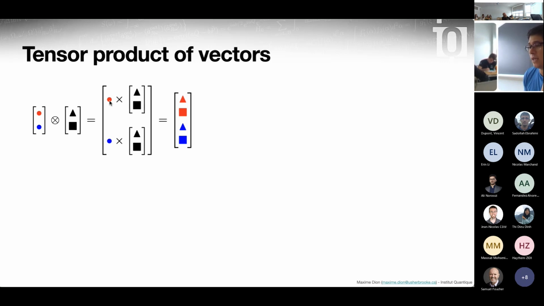And how do you do multiplication of a number and a vector? You do it element-wise. So we represent that here by coloring. On the first coordinate, you get a red triangle because you have the red multiplying the triangle. And on the second one, you have a red square because you have the red multiplying the square. And for the others, you have the same thing.